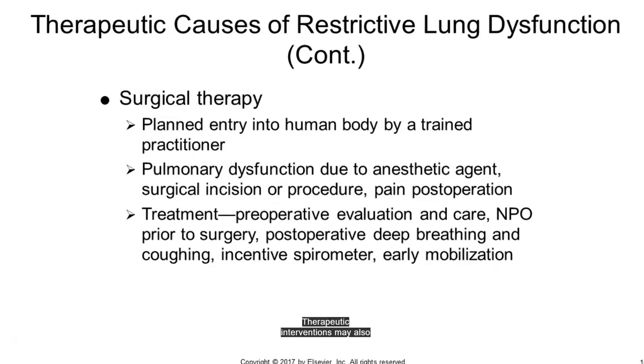Therapeutic interventions may also lead to restrictive lung dysfunction. These include both surgical and pharmaceutical therapies. Surgeries may lead to post-anesthesia hypoventilation, and hypercapnia and hypoxemia. Thoracic and upper abdominal surgery can lead to VC decreases greater than 55% and FRC increases by 30%.